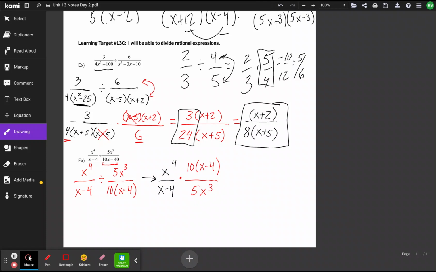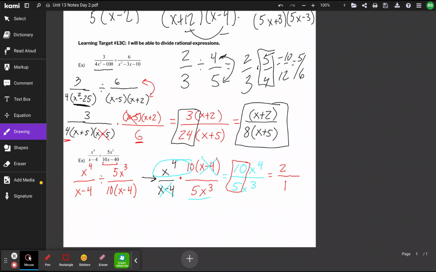Let's see what we can cancel. We can start eliminating things from the numerator and denominator now that we have multiplication. X minus 4 cancels out with x minus 4. In the numerator, we're left with 10 times x to the 4th. In the denominator, we're just left with 5x to the 3rd. Remember, the final thing we do once we've condensed the rational expression and simplified the best we can is we look at our coefficients. 10 over 5. We know that simplifies to 2 over 1.